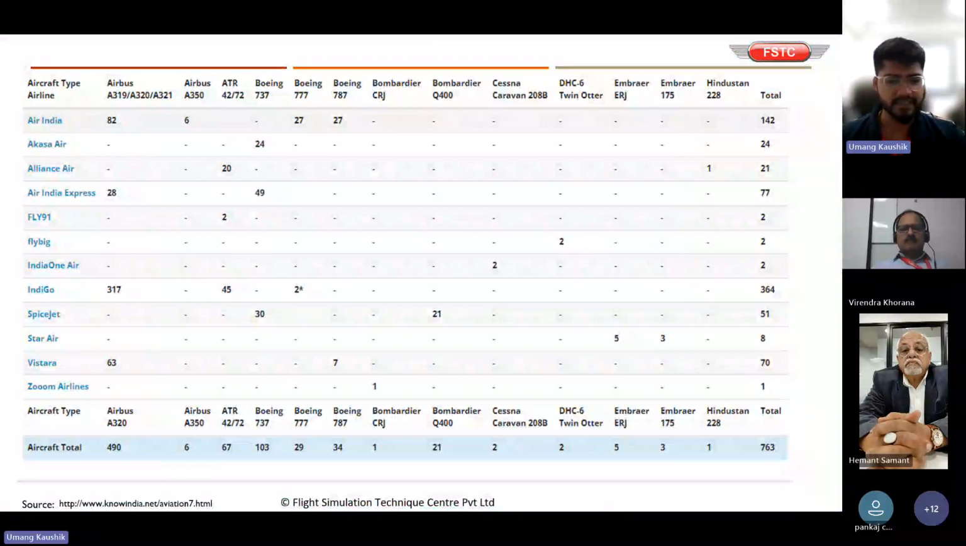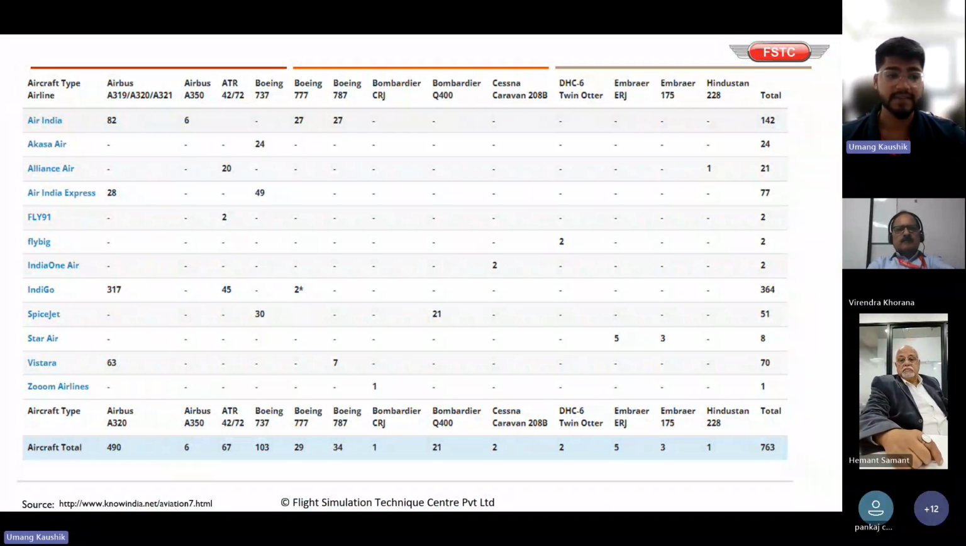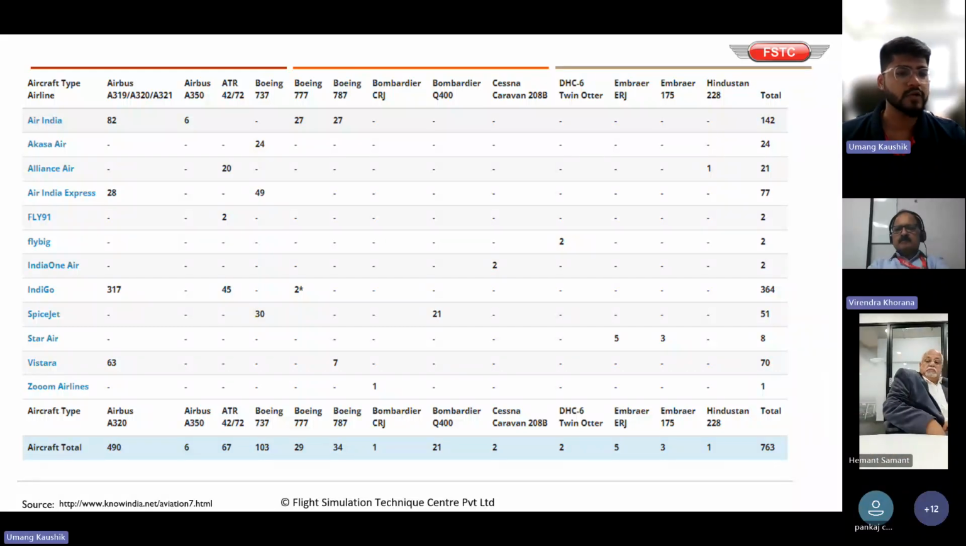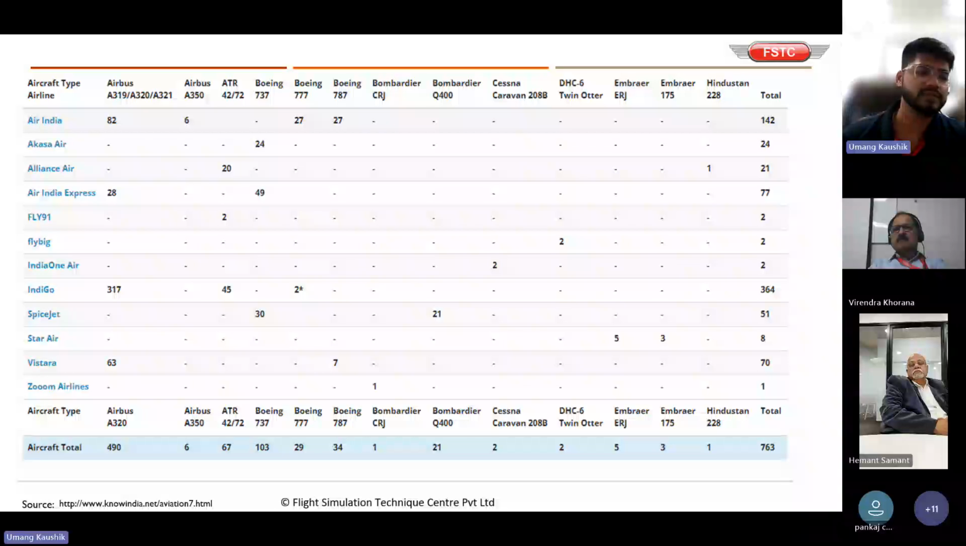Okay, so without further ado, let me show you. These are the current aircraft types and the airlines that are currently functioning in India. So let's start with Air India. Air India currently has 82 Airbus A319. You guys can see, right? It says A319, A320, A321.